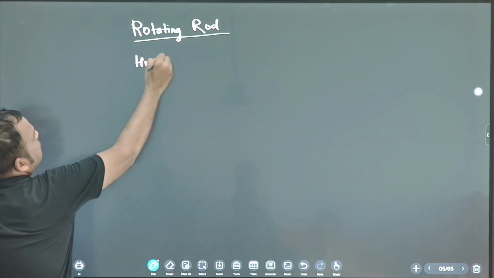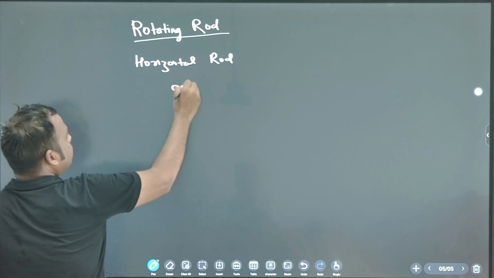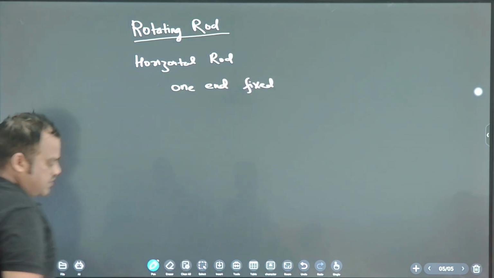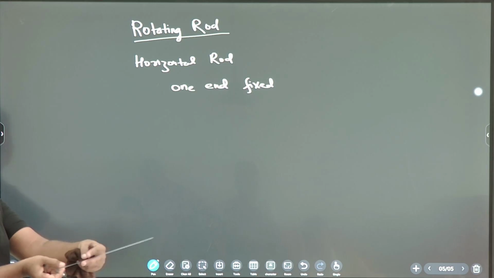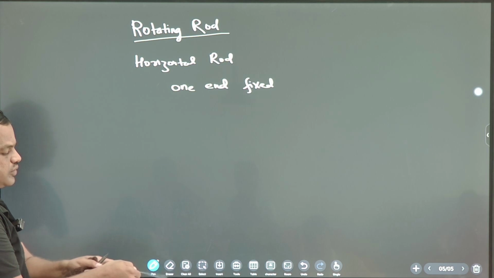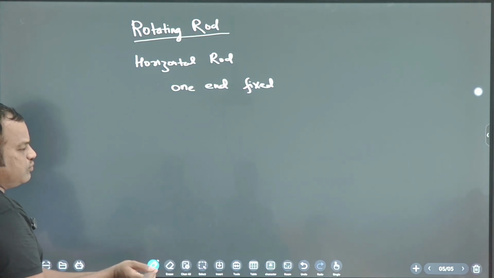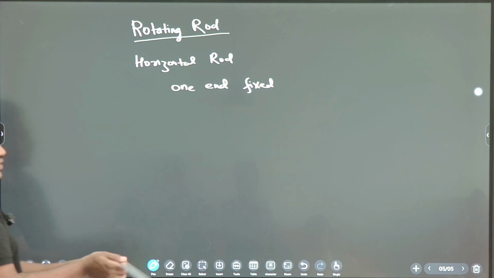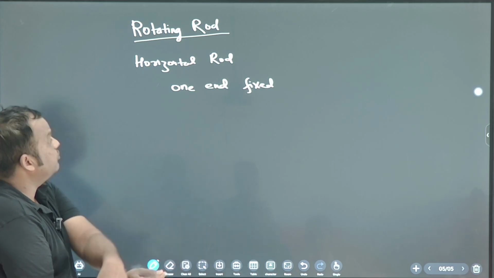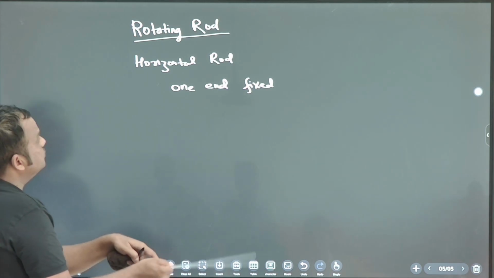So note down: horizontal rod, one end fixed. Like this is the rod, this end is fixed, and it is rotating like this. Understood? Is this end fixed or moving? Moving. What type of motion? Circular. It is going from here to here, correct? Circular motion. This end is not going, it is at rest.